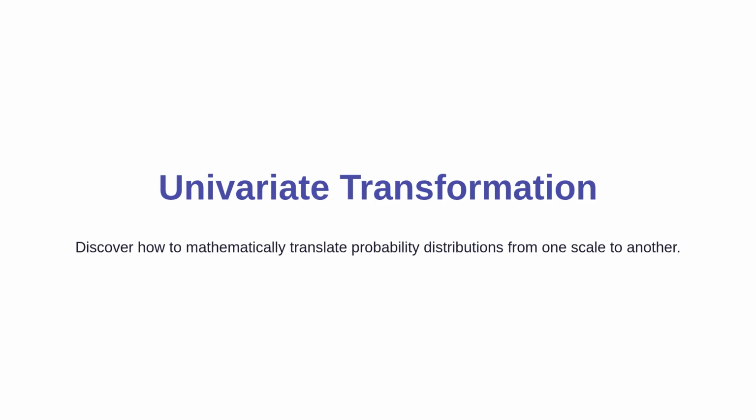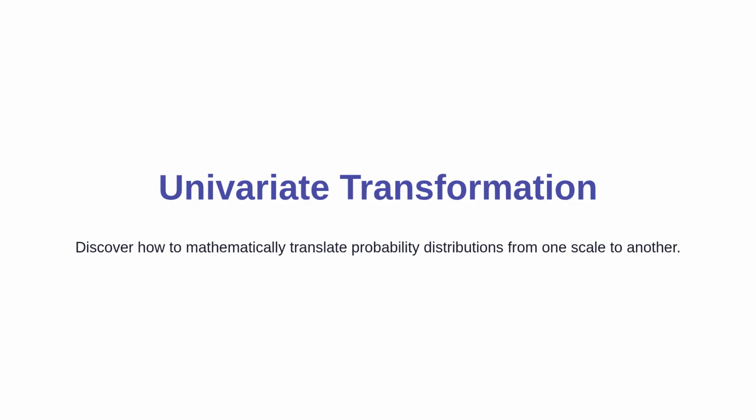Welcome to Descriptive Statistics. Today we are going to explore a fascinating concept called univariate transformation. Imagine you have data measured in one way, like degrees Celsius, but you need to analyze it in another, like degrees Fahrenheit. How do the underlying probabilities shift when the scale changes? That is exactly what we will uncover today.